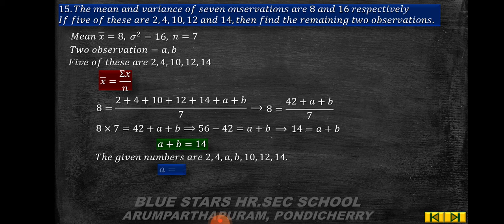The given numbers are 2, 4, A, B, 10, 12, 14. So A is equal to 6 and B is equal to 8. Therefore, the 2 observations are 6 and 8.